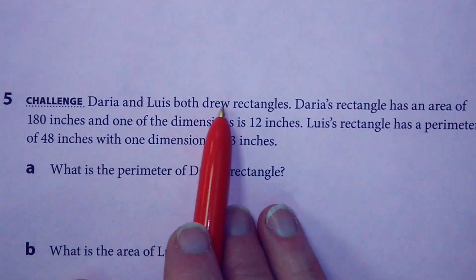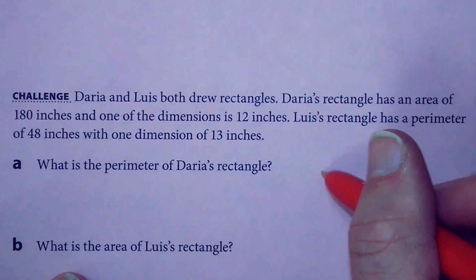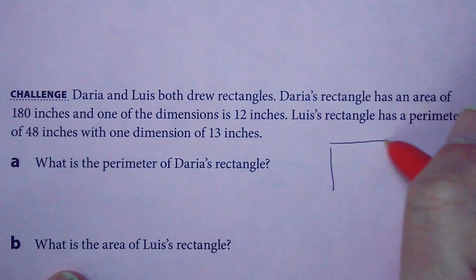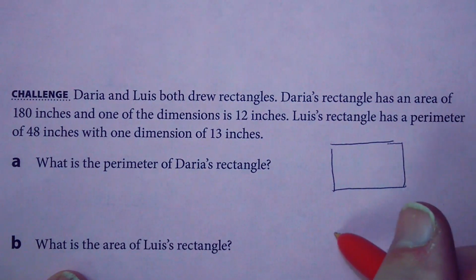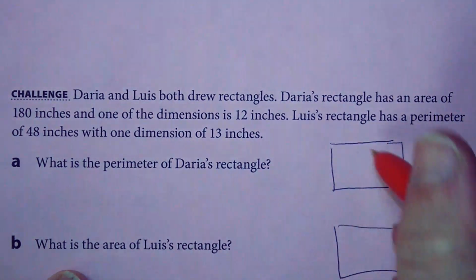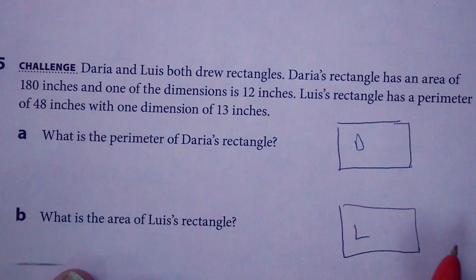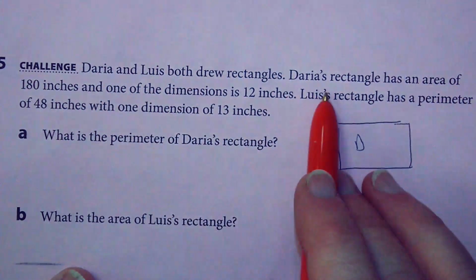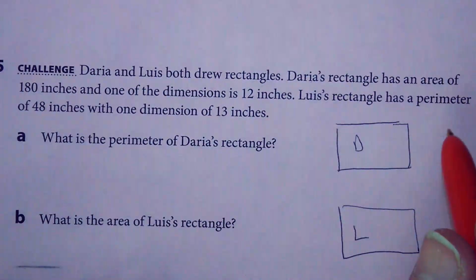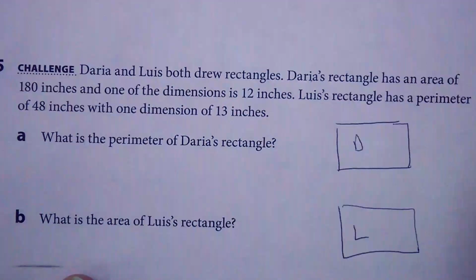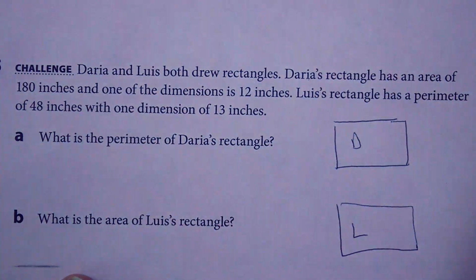Daria and Luis both drew rectangles. Oh, okay. So here I need 2 rectangles. So we'll say Darius and Luis. Okay? Oh, wait. Daria. Daria? I haven't seen that name before. We'll say Daria.